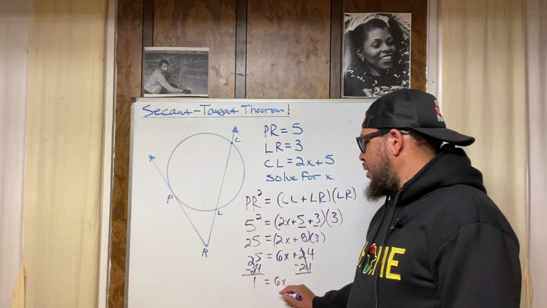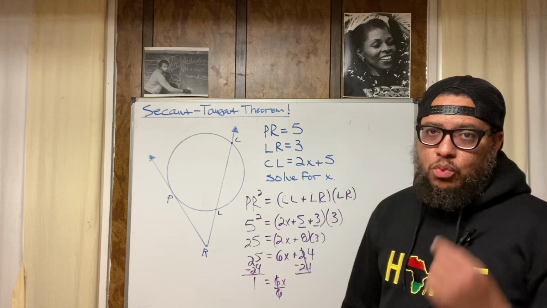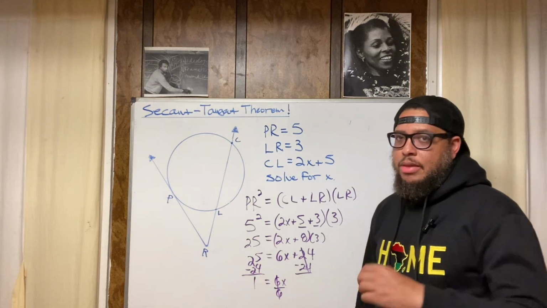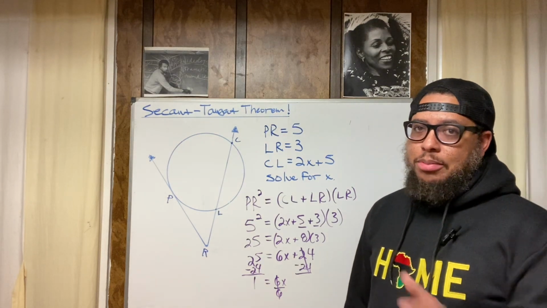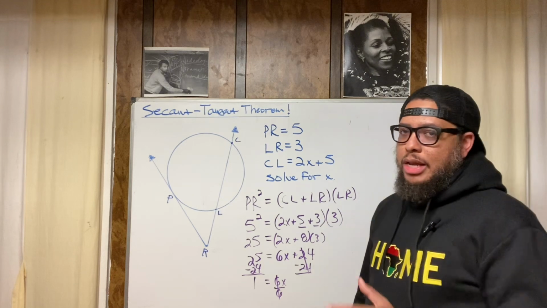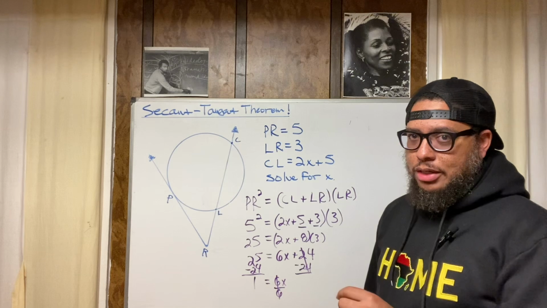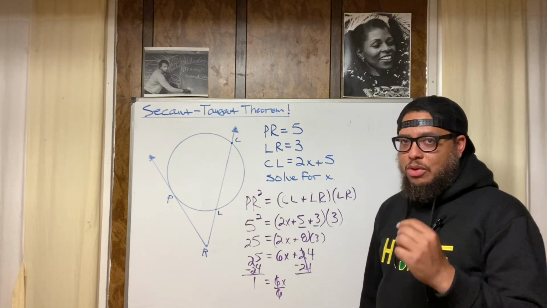Why? Because we got to divide by 6 to isolate the x. Because 6 divided by 6 gives us 1, and that gives us 1x. And again, 1x is the same thing as x. Nobody needs to say 1x. We just say x, because 1x and x are equivalent. x is a more efficient way of expressing 1x.